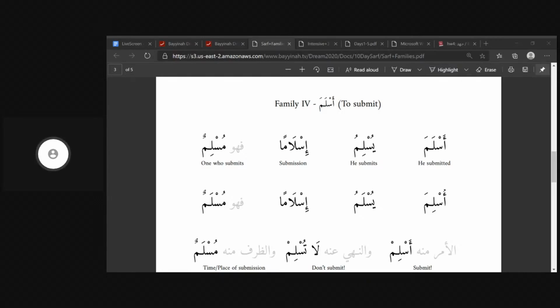Musallim, sallama yusallimu tasliman fahuwa musallim. So that's where musallim would come from. It would be the ism fa'il for sallama, which is the allama family.